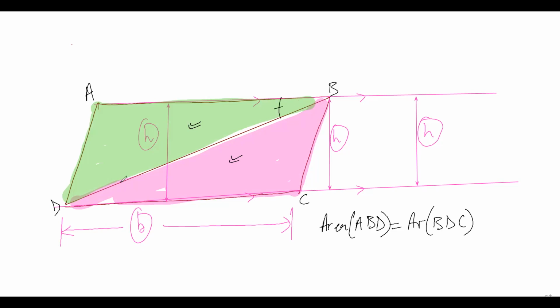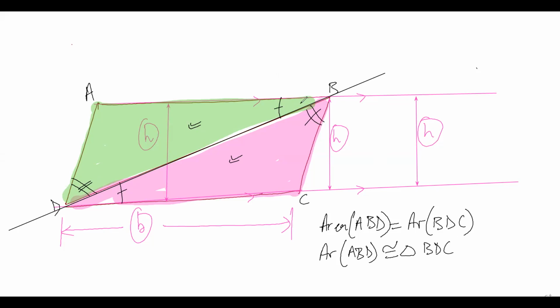If you don't agree, then I will prove these two are parallel lines. This angle is equal to this angle because this line is a transversal. Similarly, this angle is equal to this angle. So these two triangles are actually congruent. Triangle ABD is congruent to triangle BDC. Mr. Satya, am I making any sense or not? Yes, sir. Because the triangles are congruent, that is why the areas are equal.